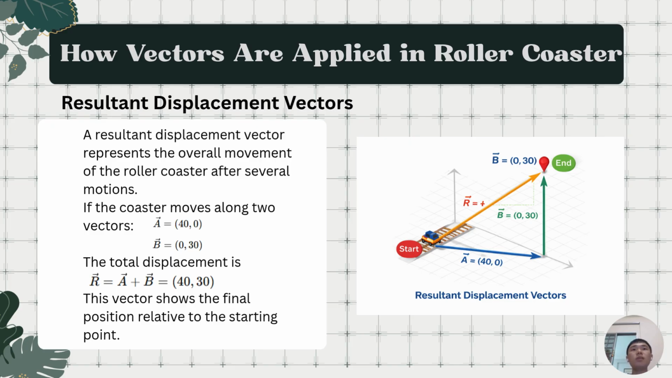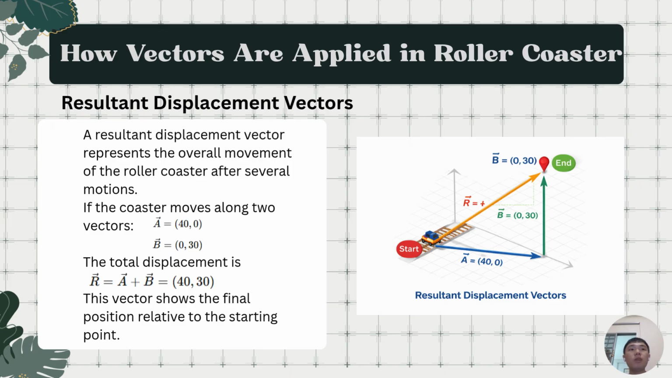So instead of analyzing the two movements separately, we can combine them into one resultant factor. And this resultant factor gives us the net displacement of the coaster. This concept is especially useful in roller coaster engineering because the coaster often travels through multiple track segments.